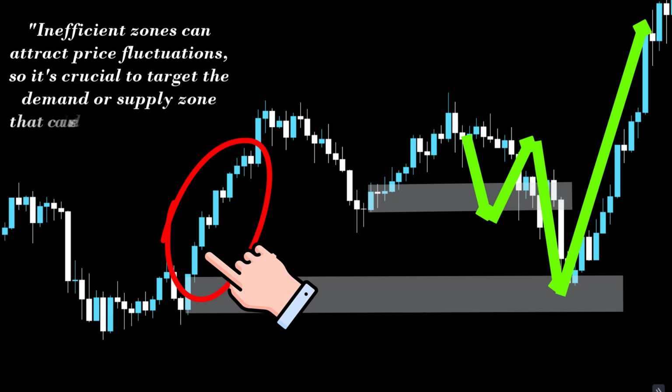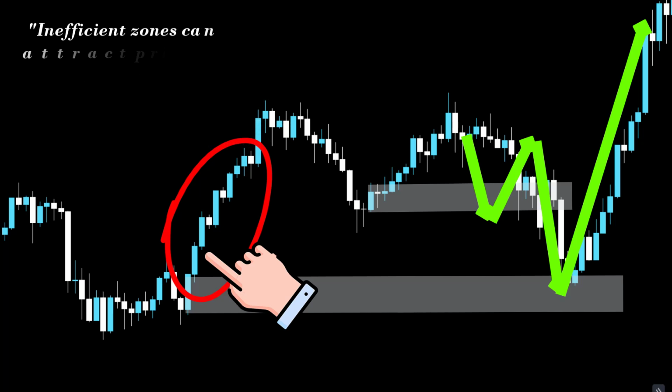Inefficiency will act as a magnet, drawing the price to fill the gap. Observing this scenario on the chart, we should target the demand or supply zone that created the imbalance, as this zone has a greater chance of reversing the price, compared to zones that are associated with efficient movements.